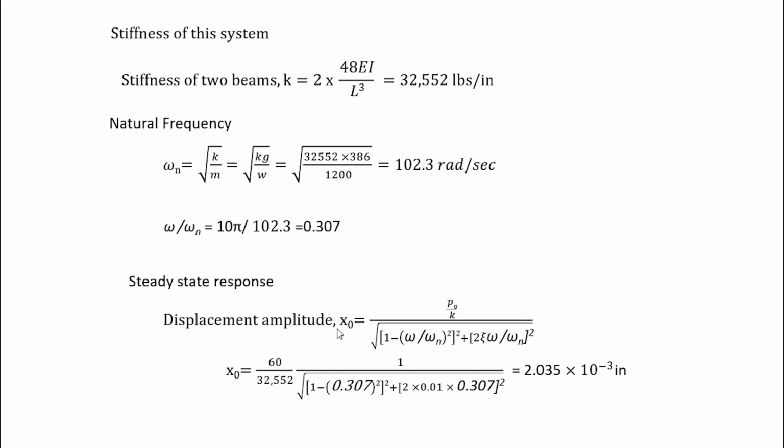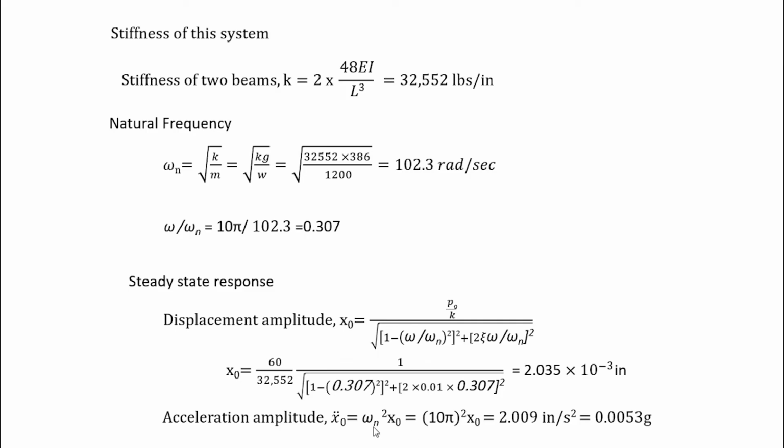Once the displacement amplitude is known, we can calculate the acceleration response, the acceleration amplitude. The acceleration amplitude is omega n squared times the displacement amplitude. So we can calculate that also. This acceleration amplitude is 2.009 inches per second squared. We can also represent this in terms of g. Just divide this value by the value of g, so this is equal to 0.0053 times g, the gravitational acceleration.